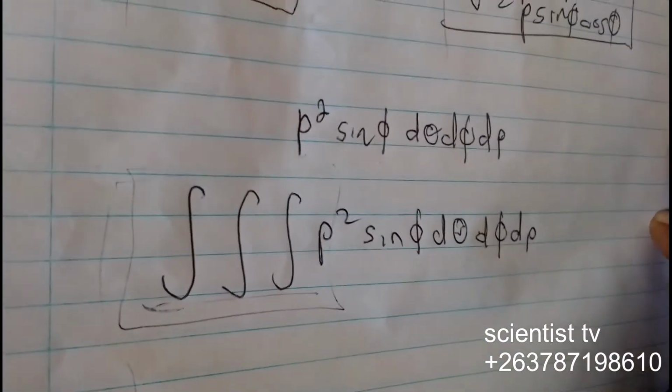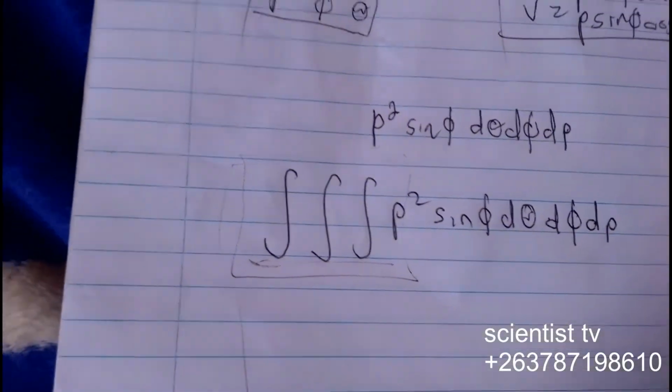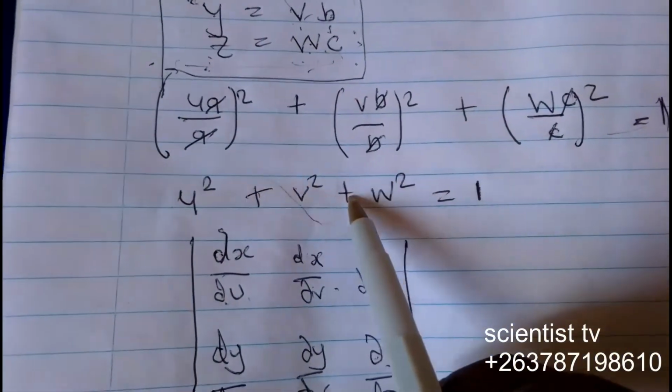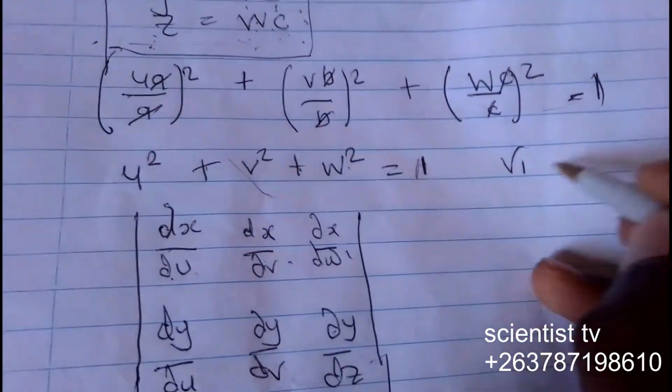Now we need our bounds, our regions. How do you find them? Let's get back to our equation. Remember, u squared plus v squared plus w squared is equal to 1. This is like the root of 1 is equal to 1.